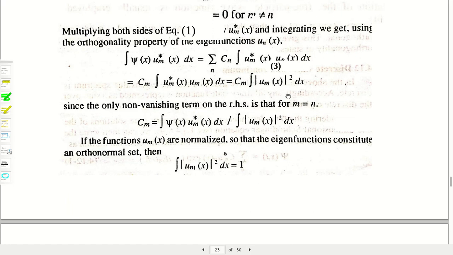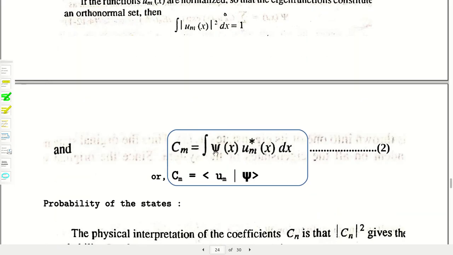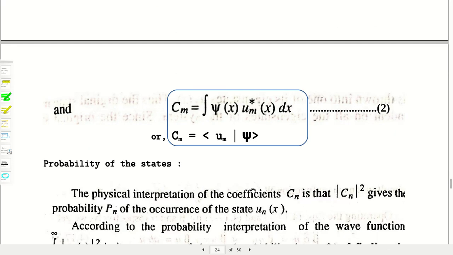So in this line we can write 1, but here it is written later. So cm is equal to the integration of psi x um star dx. Okay, and this can be written in bracket notation as bra um, ket psi. Okay, bra ket psi in terms of bracket notation. So cm, you can remember either of them because they are similar.